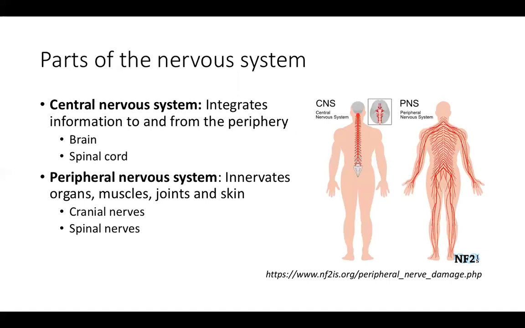So one of the main ways that the nervous system is broken up is into the central nervous system and the peripheral nervous system. And when we talk about the central nervous system, we're talking about the nervous system that integrates information to and from the periphery. And so this is from the outside world as well as the inside of our body. And that includes the brain and the spinal cord. I've depicted that here.